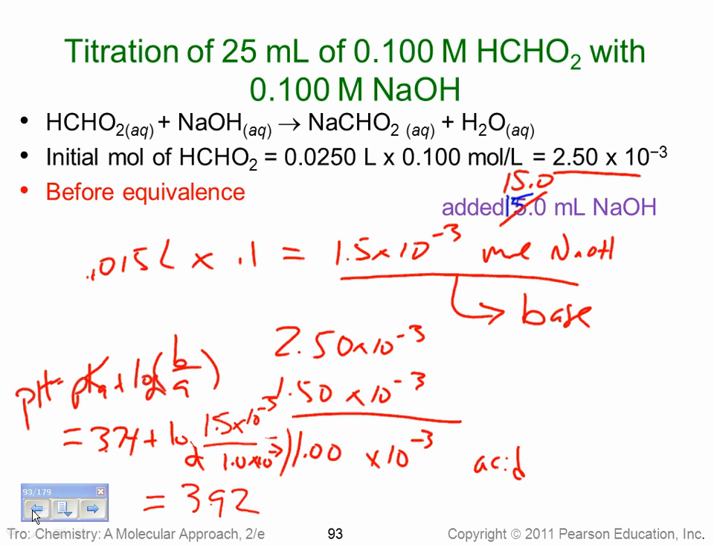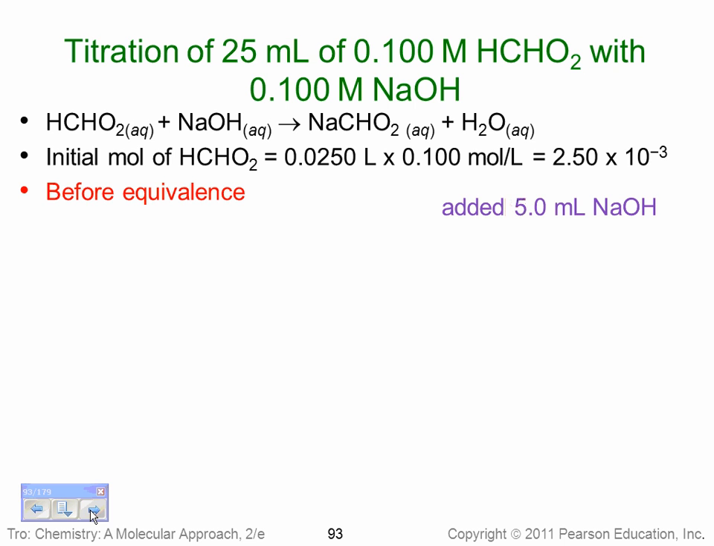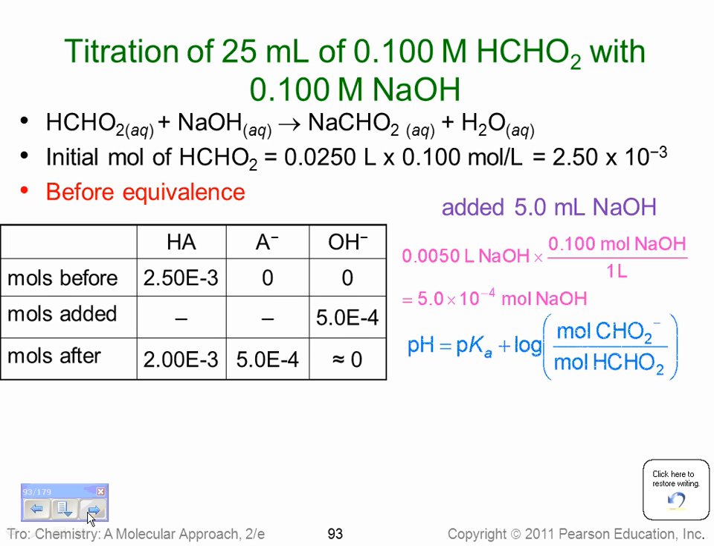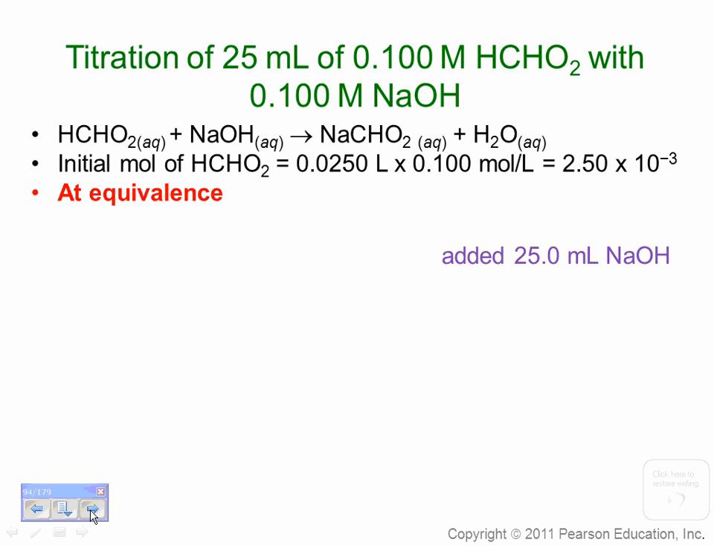So you could do the same thing for 10 mils, you could do the same thing for 20 mils, but 25 mils is a special location. 25 mils is the equivalence point. And you really have to know that that's where you're at, the equivalence point.